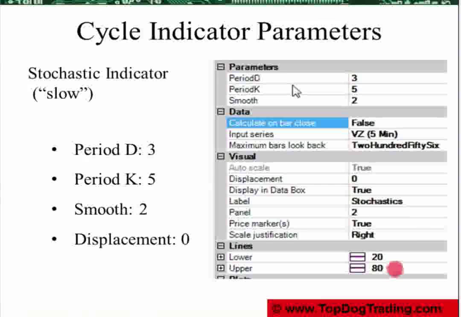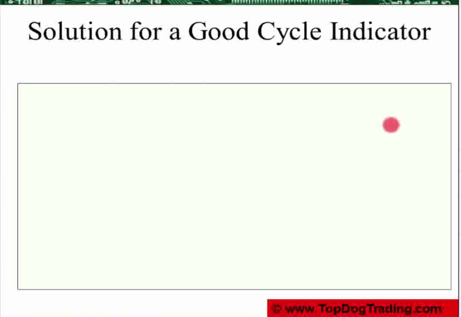20 and 80. Also, you want to make sure that the indicator calculates intra-bar, that it doesn't wait until the bar closes to print the indicator on your chart. So you will actually be able to see it flickering up and down as the bar forms. Okay, so that's the indicator, and those are the inputs.